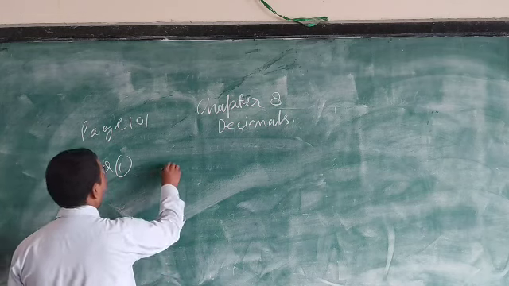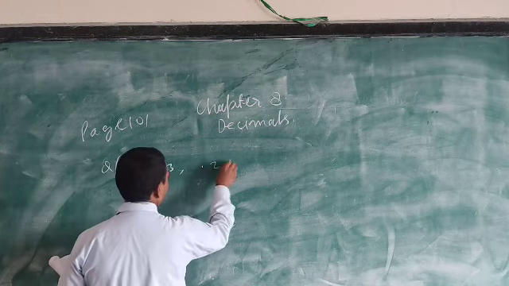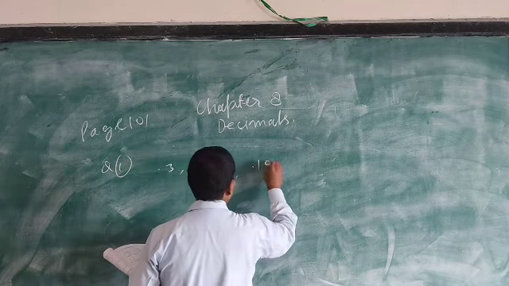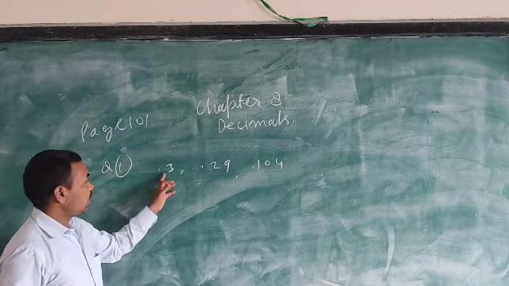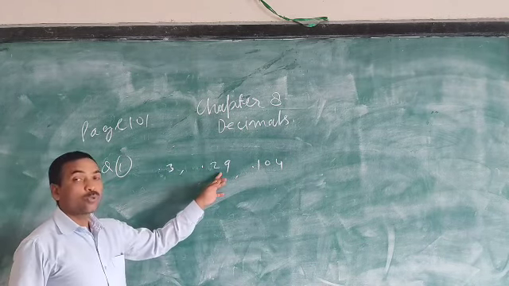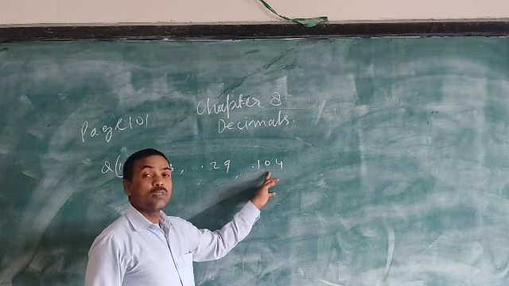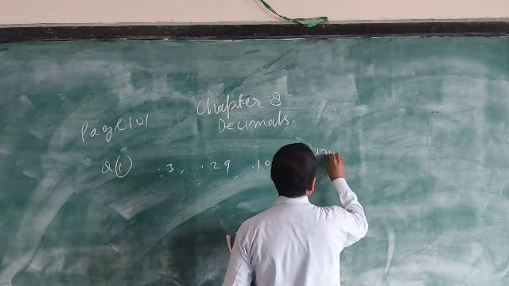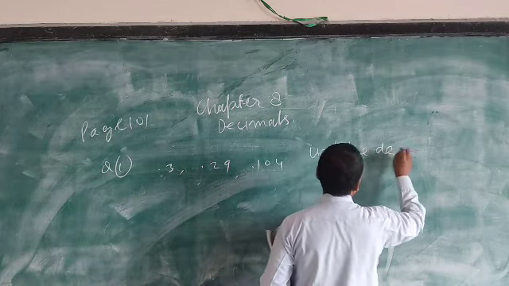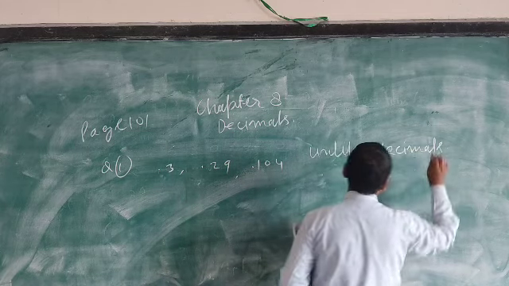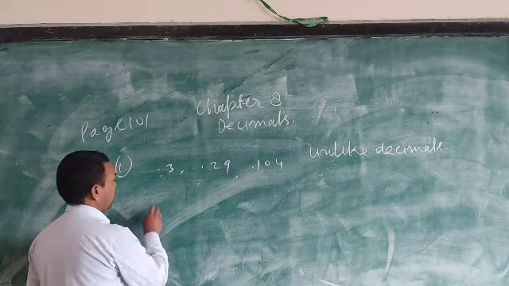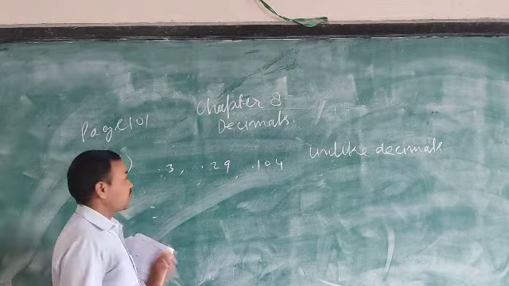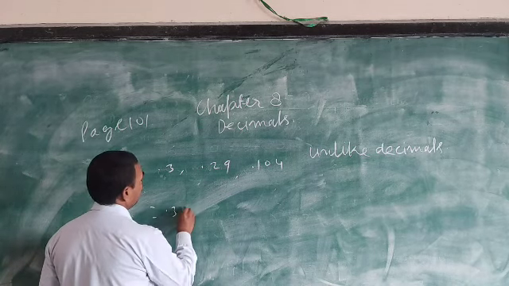See, the first one is 0.3, the second decimal number is 0.29 and the third decimal number is 0.104. See, this has 1 decimal place, here 2 decimal places, and here 3 decimal places. So they are unlike decimals. These can be converted to like decimals. Here the maximum decimal places are 3, so all the decimal numbers will have 3 decimal places.